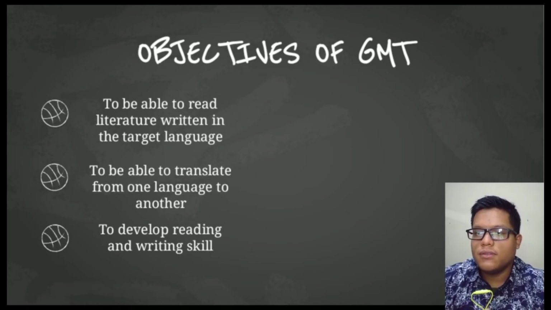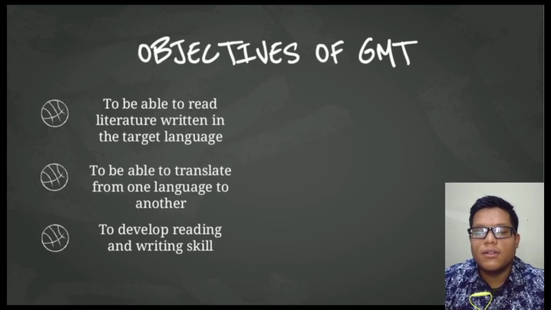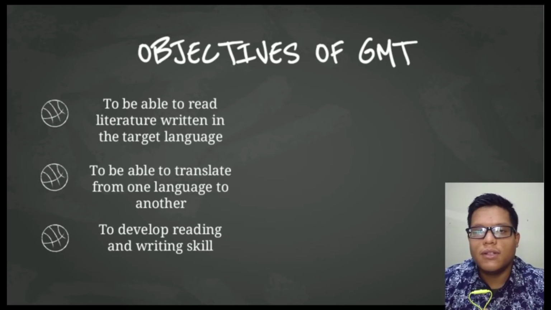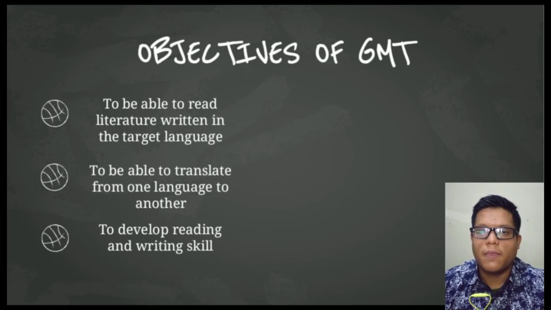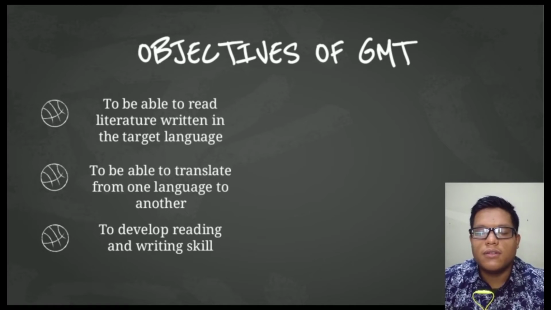Number three is to develop reading and writing skill. Of course, with learning this method we can increase our reading and writing skill in our target language. Just like we want to learn about Spanish, just like I said before, Spanish.